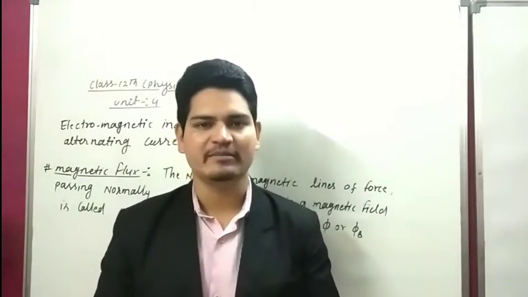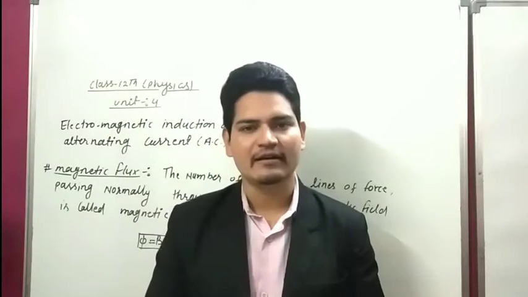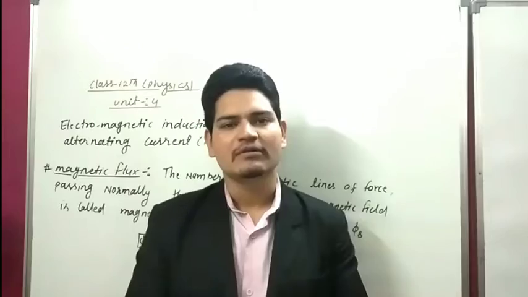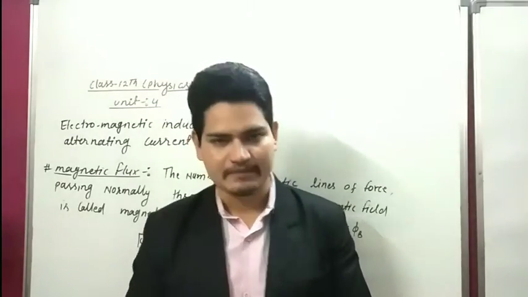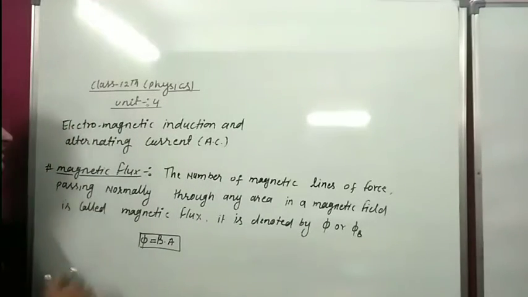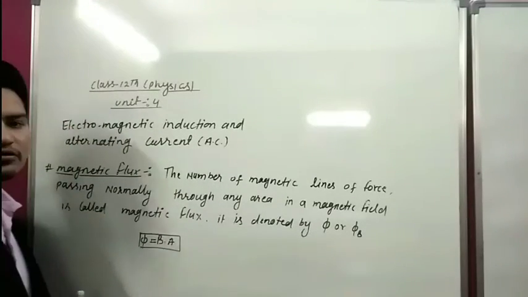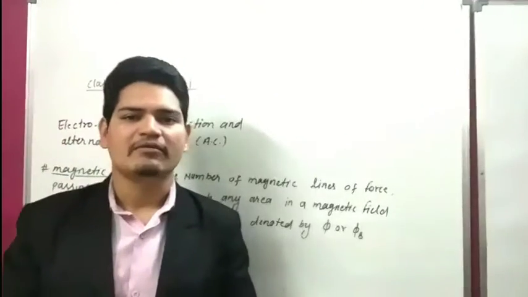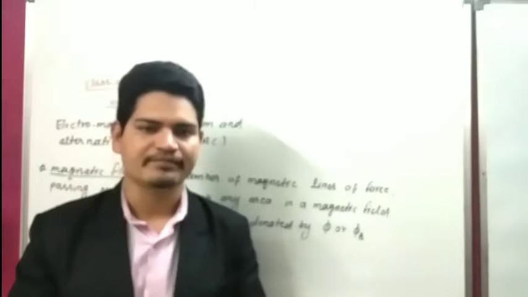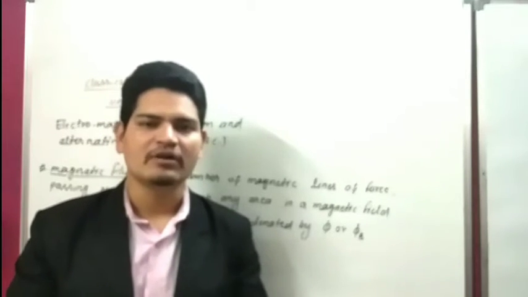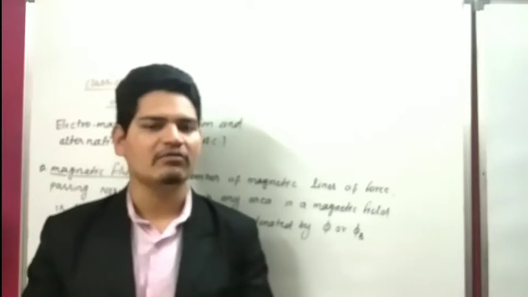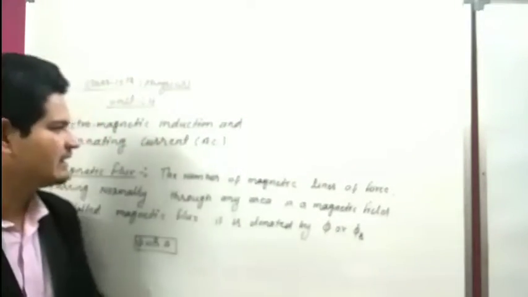After Oersted experiment, Michael Faraday thought that when electricity can produce a magnetic field, why not a magnetic field produce electricity? So in this chapter we will study electromagnetic induction. Electromagnetic induction is when a magnet moves around a conductor, then electricity is produced in the wire. This is called electromagnetic induction.